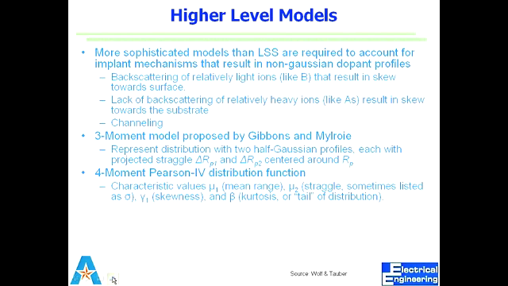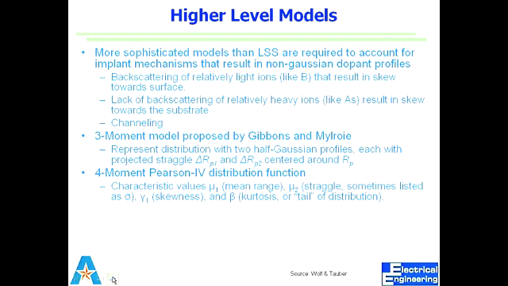It's skewed, so then we use different models to explain that. And for heavy ions, there is no backscattering, so they are skewed towards the other side, towards the bulk of the substrate. And then there is a factor called channeling, where ions can just zip through. They don't stop, so they continue to higher depth. So that's called channeling. We'll look at what channeling is.